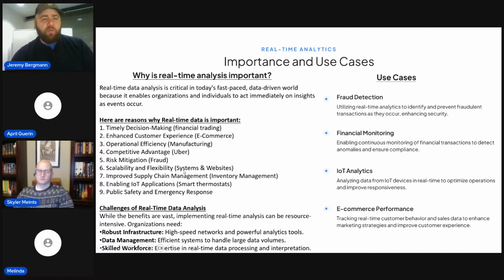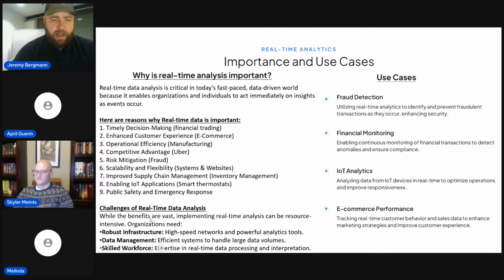Scalability and flexibility. One I didn't think about is that you can attach these to systems or websites and manage the performance of it in real time and the traffic loads in real time. So you can get that information and scale up and down as needed. Internet of Things, supply chain management like inventory management, and public safety and emergency response. I didn't think of that one either, but the better real-time information you have, the better you can react to certain events or emergencies.